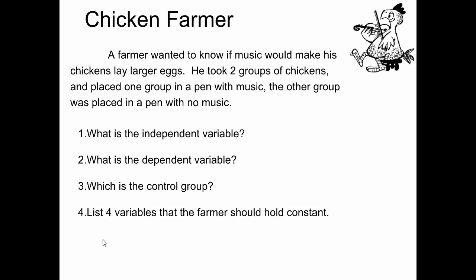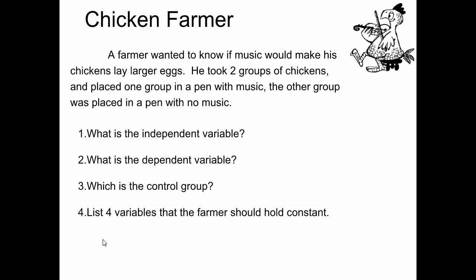All right, one more slide here. You might have to skip ahead one page, or go back one. The chicken farmer. So this is going to be similar to your homework. You're going to read about several experiments, and then figure out in those experiments what was the independent variable, what was the dependent variable, what was the control group, experimental group. So in this case, a farmer wanted to know if music would make his chickens lay larger eggs. So he took two groups of chickens, placed one group in a pen with music, and the other group was placed in a pen with no music.